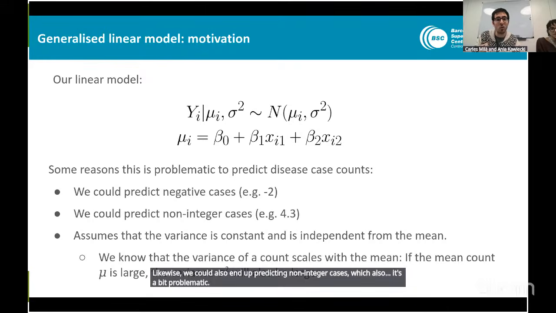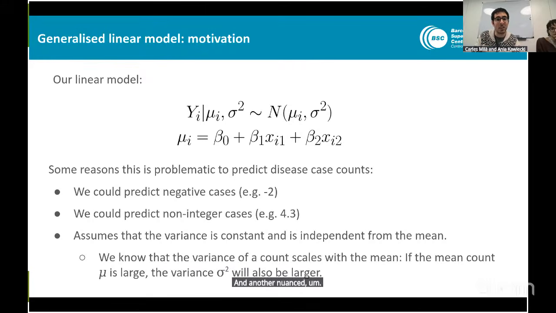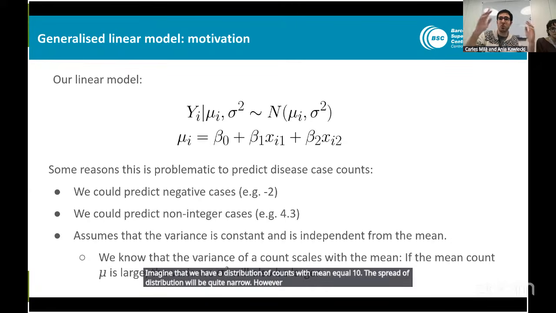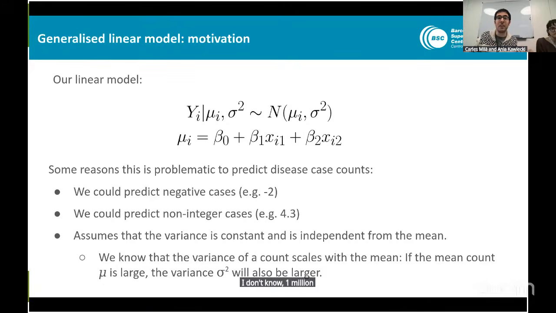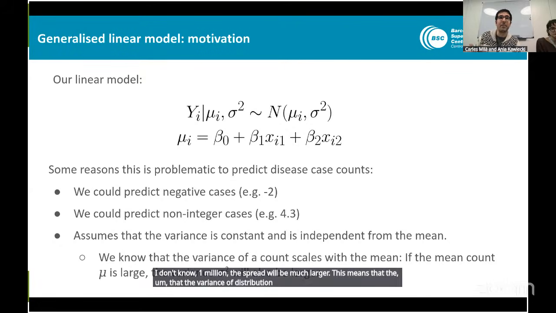Another, more nuanced limitation of that model is the variance. In the normal distribution with this sigma squared, we assume that the variance is fixed. But for counts, we know that the variance depends on the mean. Imagine that we have a distribution of counts with mean equal to 10. The spread of the distribution will be quite narrow. However, if we have a distribution of counts and the mean is, I don't know, 1 million, the spread will be much larger. This means that the variance of the distribution scales with the mean. And this is something that the normal distribution does not do.